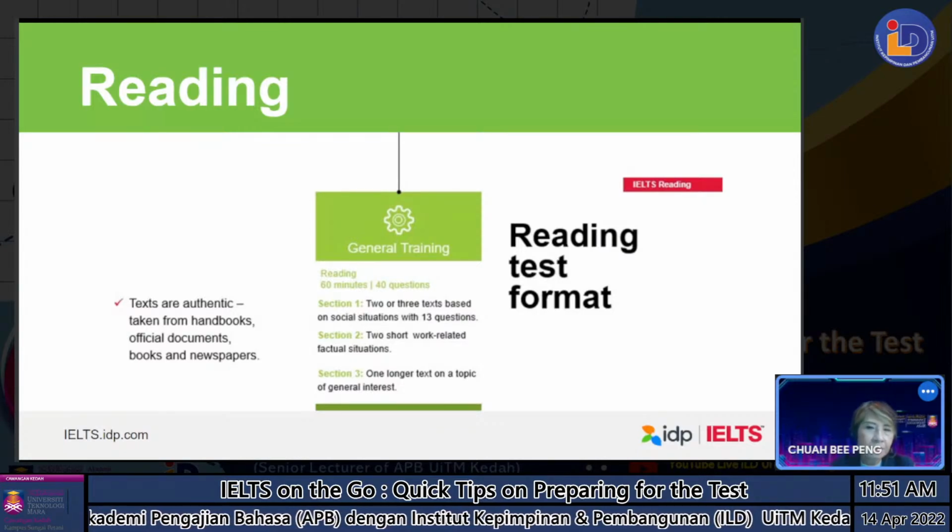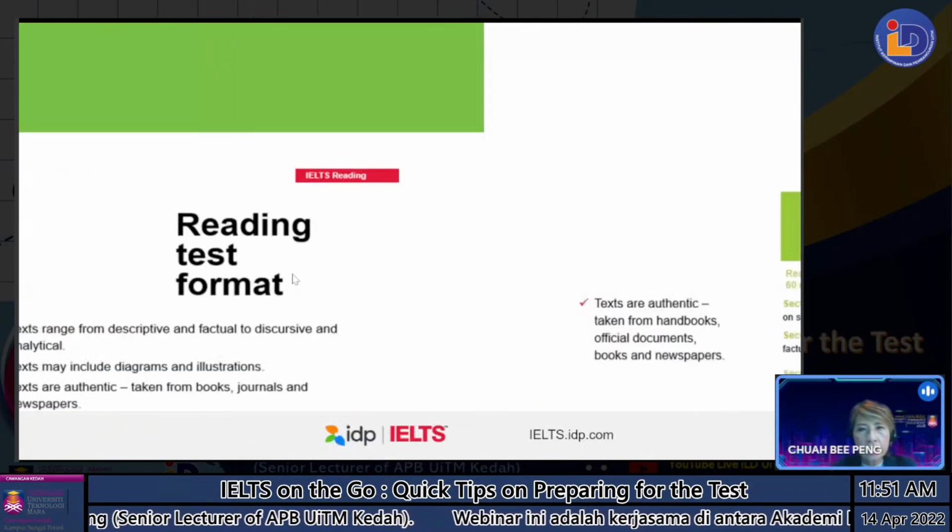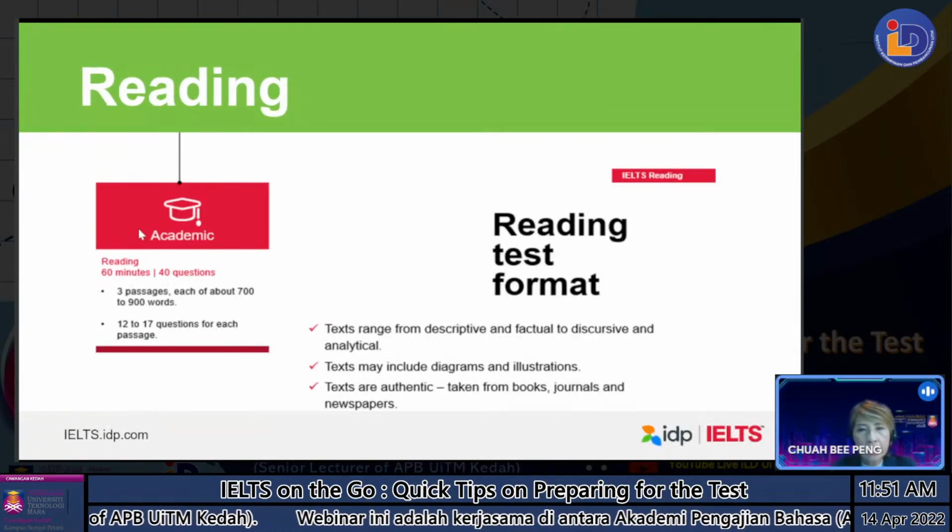All right. Section 1 usually comes with 2 or 3 texts based on social situations with 13 questions. I think this one is for general training, right? Like just now is academic, 700 to 900 words.